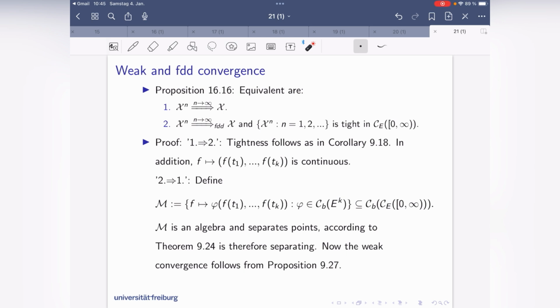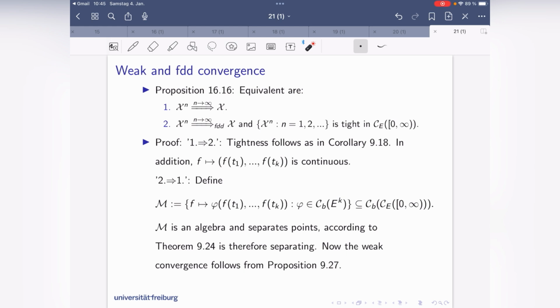Please remember what tightness was. Well, tightness, in the space of continuous functions, I would need to understand how compact subsets of the set of continuous functions look like. And we'll do that in a minute. The proof of this here, we almost had that in our chapter on the convergence. So from 1 to 2, it's easy.